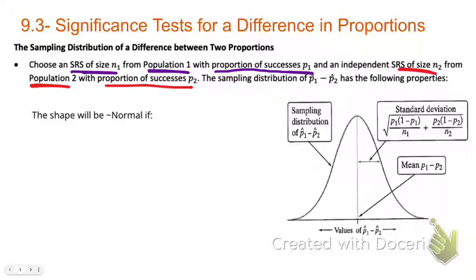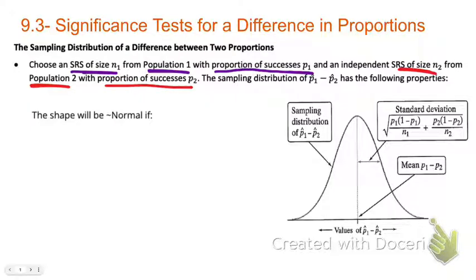Do we usually know the population P anymore? Nope. So what do we do if we don't know the population P? We stick hats on them, right? So P hat 1 minus P hat 2 would be the mean of this sampling distribution. The standard deviation, look at that fun formula. Doesn't that look good? I love that. That's so pretty. So P1 times 1 minus P1 divided by N1.